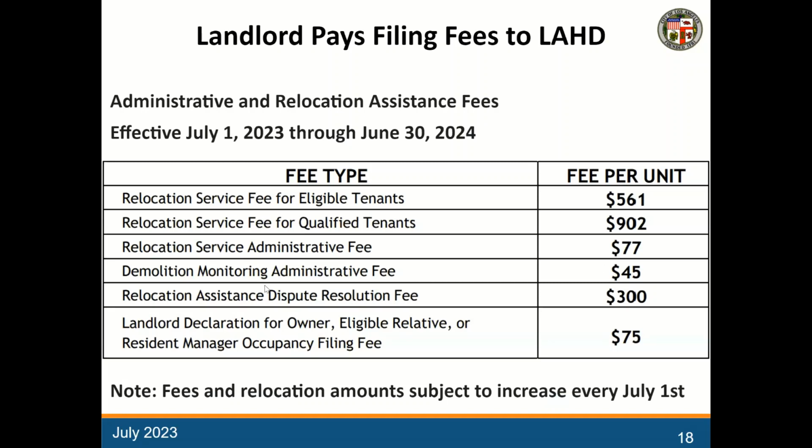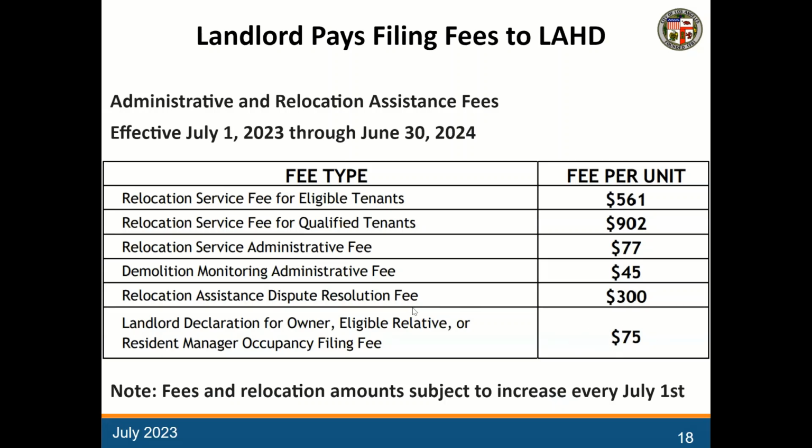For owners who are seeking to demolish RSO units, in addition to filing the Ellis form, they also have to file a $45 per unit fee to obtain a clearance of their demolition permit. Now, this does not apply to just cause ordinance units. It only applies to RSO units when the owner is seeking to demolish them.